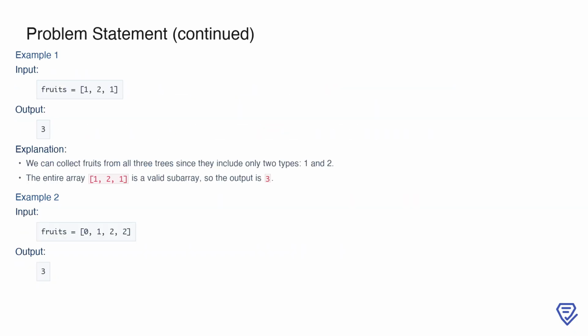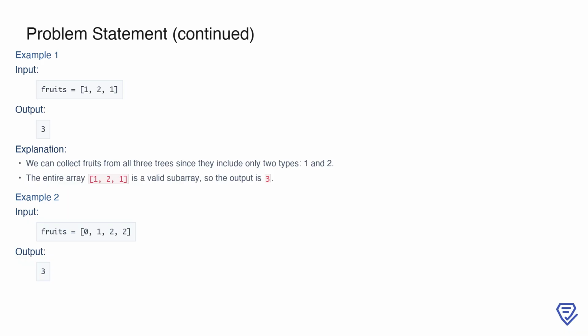Let's look at an example to understand this better. If the input is fruits equals 1, 2, 1, the maximum number of fruits you can collect is 3. This is because you can pick fruits from all 3 trees, as they only contain 2 types of fruits, 1 and 2. Since the entire array forms a valid subarray with just 2 types of fruits, the result is 3.